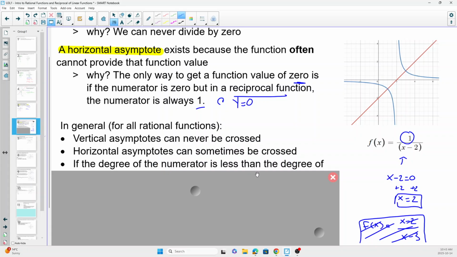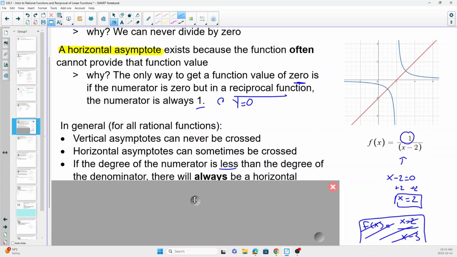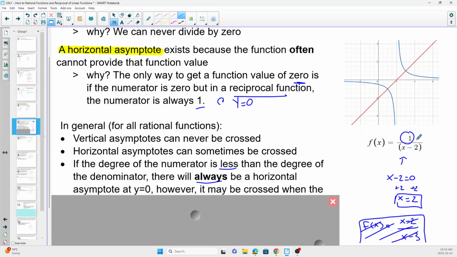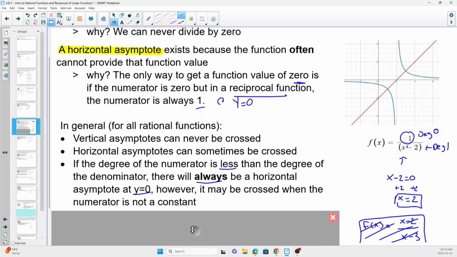If the degree of the numerator is less than the degree of the denominator, there will always be a horizontal asymptote at 0. So here, the degree of the numerator is technically a degree 0, and this would be a degree 1. Okay, so we have a degree 1 and a degree 0, or just a constant. If the degree of the numerator is less than the degree of the denominator, there will always be a horizontal asymptote at y equals 0. However, it might be crossed when the numerator is not a constant. If the numerator is a constant like it is here, it won't be crossed.